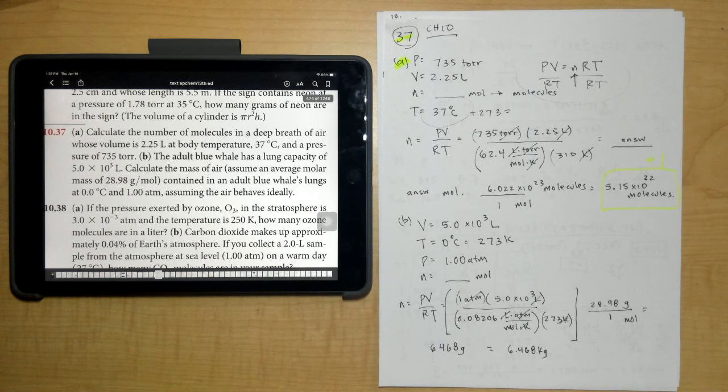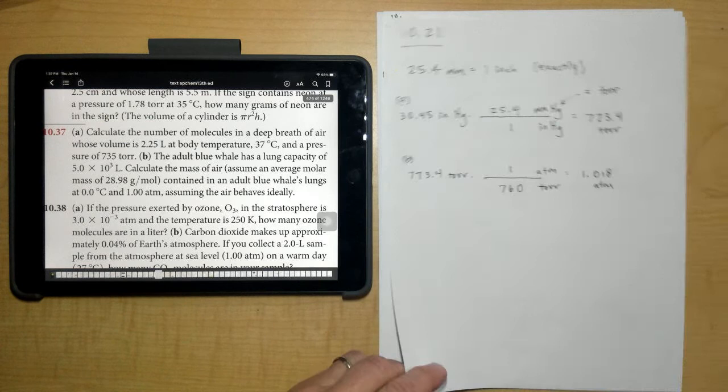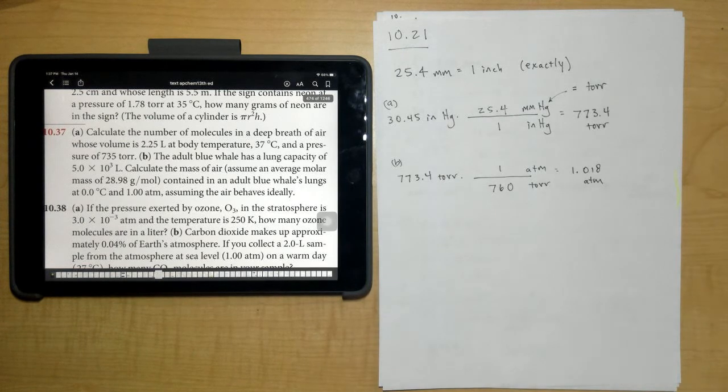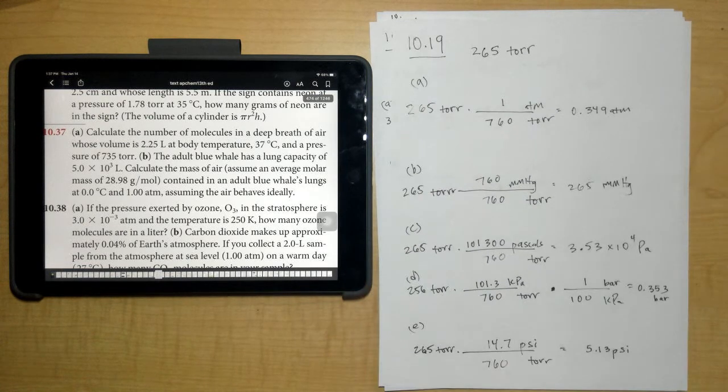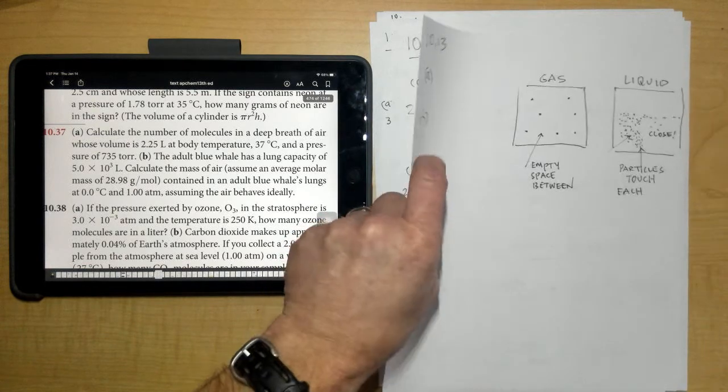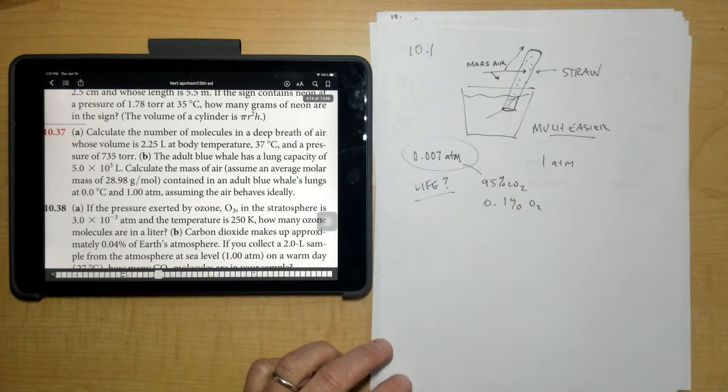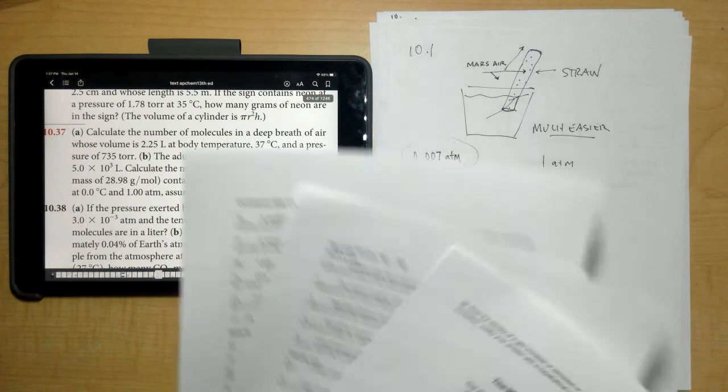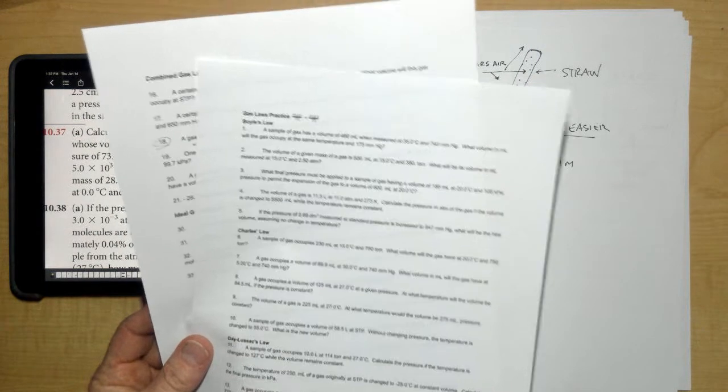Now, there are a number of other ones in the textbook. This is 21. This is number 19. This is number 13, and this is number 1. And you can go and watch me do these if you're not sure how to do some of those, but we're not going to correct any more of those for credit. But what we are going to do is go to the gas laws practice worksheet, which looks like this.